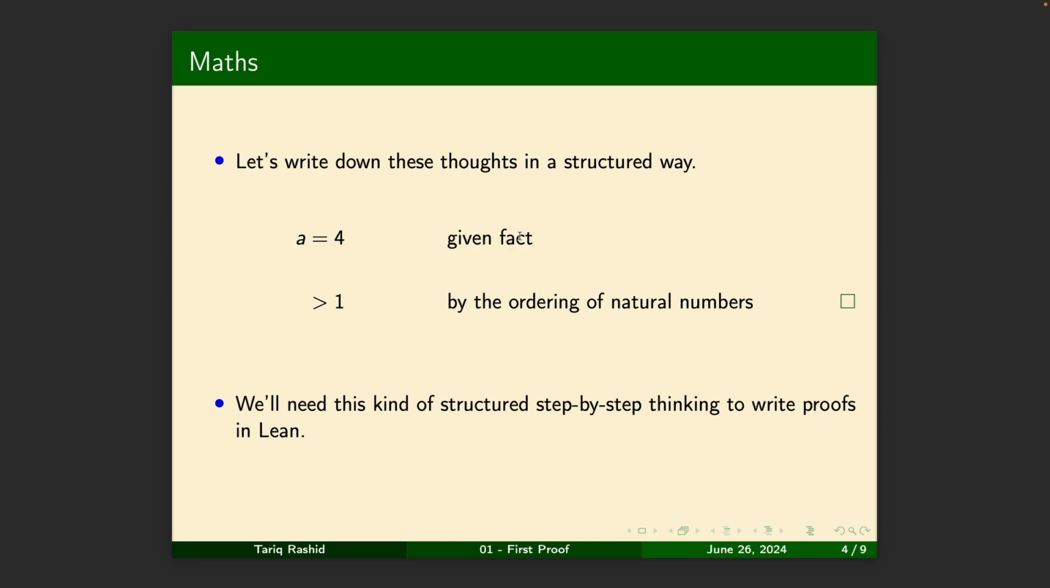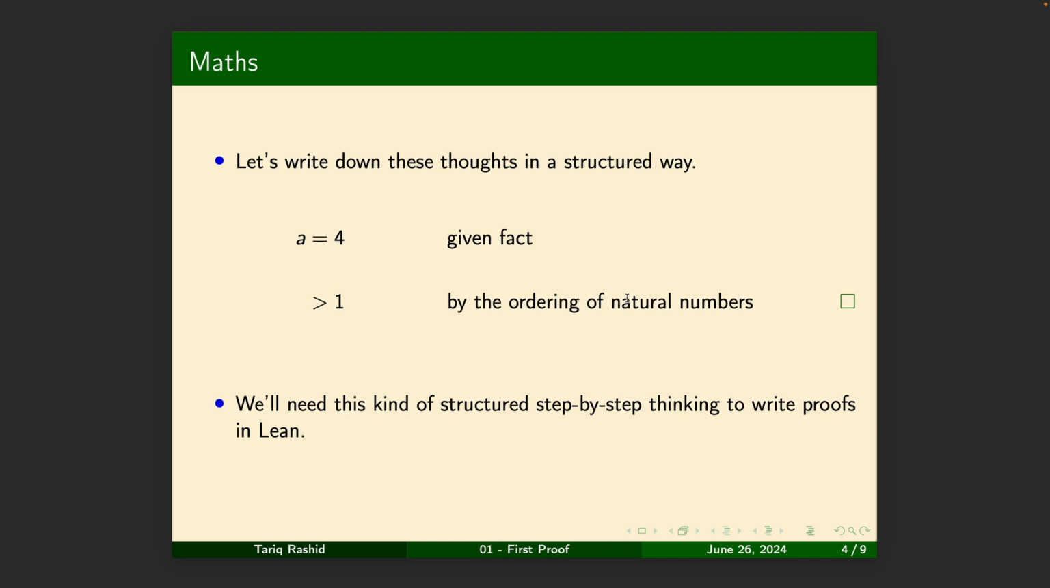You can see that we're having to be really thorough here, aren't we? And then we say this 4 is more than 1. Why? Again, we have to justify it. It's by the ordering of natural numbers, and that's what we were just talking about. The idea that the natural numbers have this concept of greater than, less than defined on them, and that's a property of the natural numbers. And then 4 is more than 1.